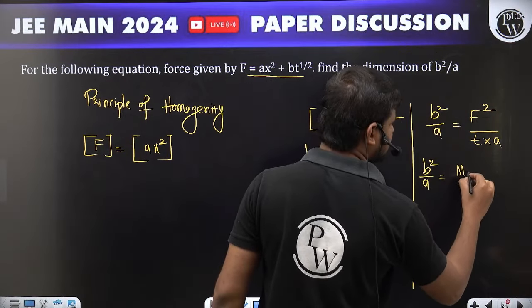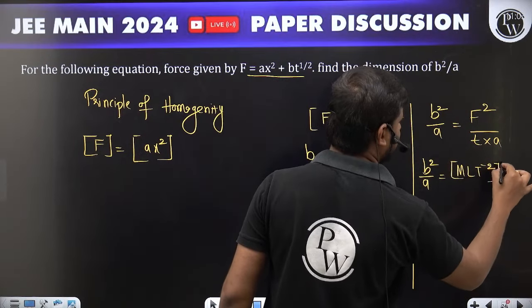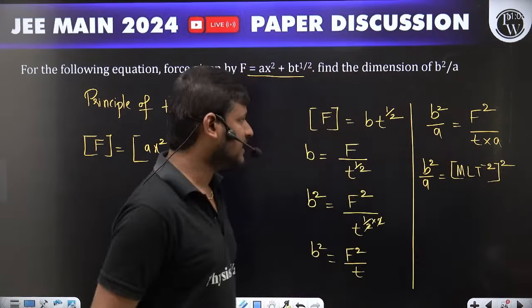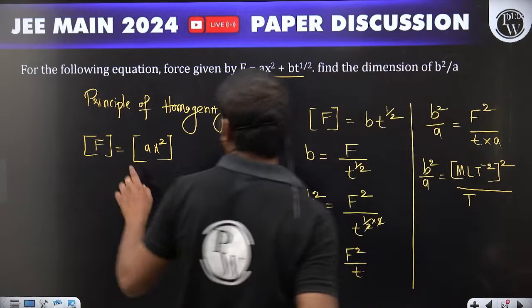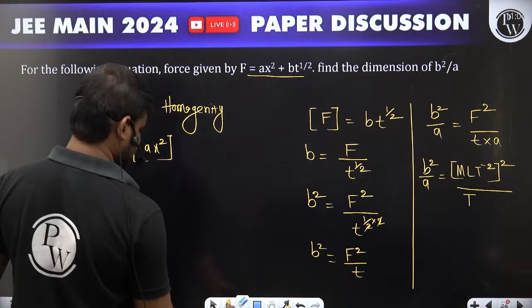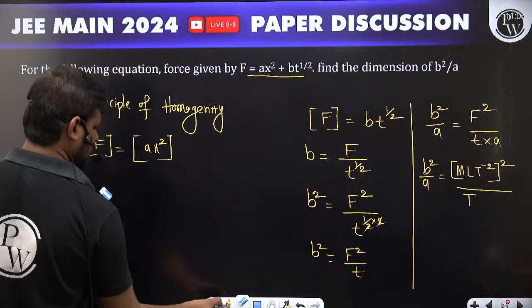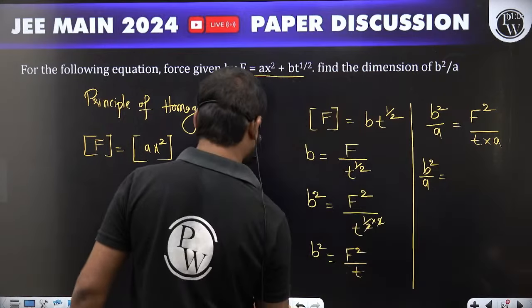So the force dimensions are M L T to the power minus 2, whole square, divided by t into a. The A dimensions I can write, or else better let's calculate at the end. Don't substitute dimensions now. Just let it be F square itself.